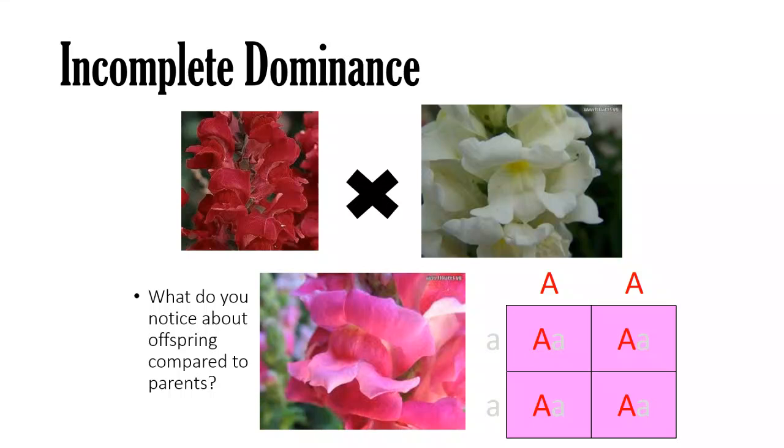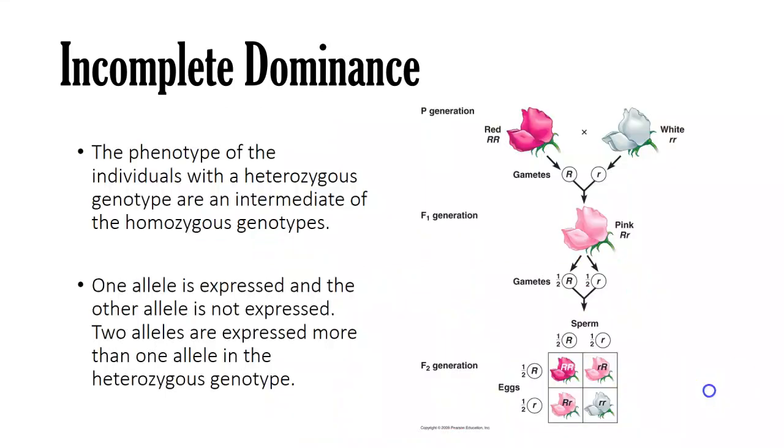What do you notice about how the offspring compare to the parents? If you think about red and white, where is pink at? Pink is that intermediate phenotype of those two parents. So we're seeing a really interesting pattern here, and we call this incomplete dominance. What's really interesting about incomplete dominance is that the phenotype of the individual with the heterozygous genotype is the intermediate of the homozygous genotypes.